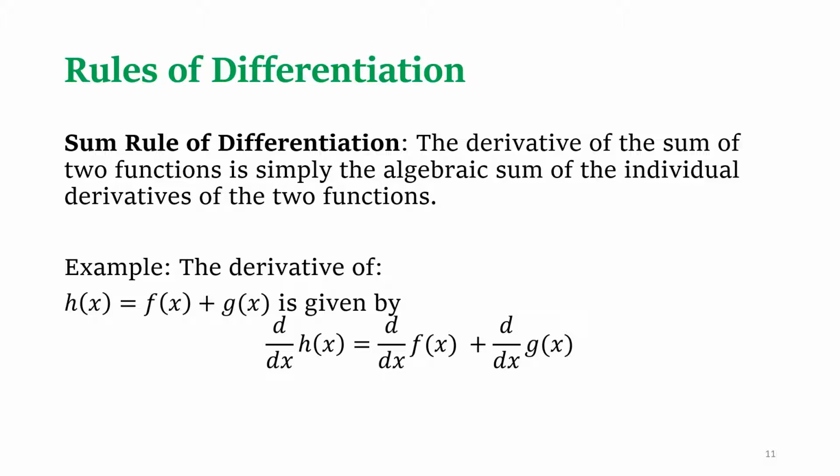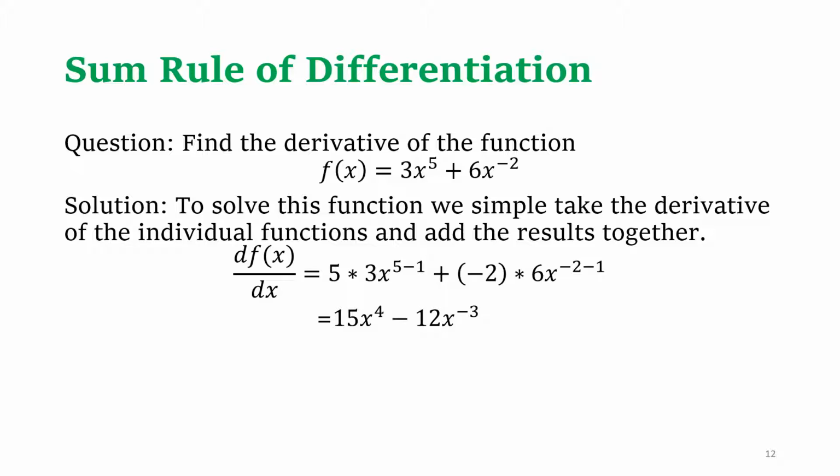So if we have h of x equals f of x plus g of x, then dh of x dx is given as what? df of x dx plus dg of x dx. So we find df of x dx and then we find dg of x dx. We add those two together and that gives us dh of x dx. Okay? So let's try to make things simple now.